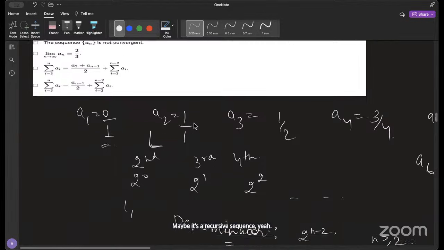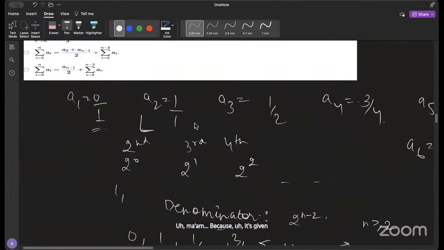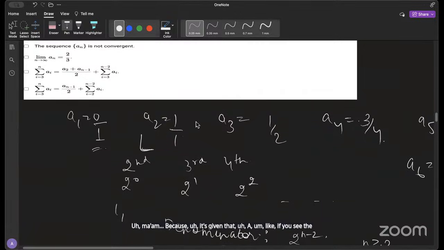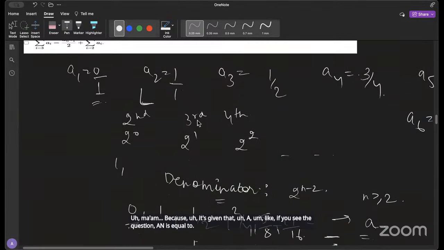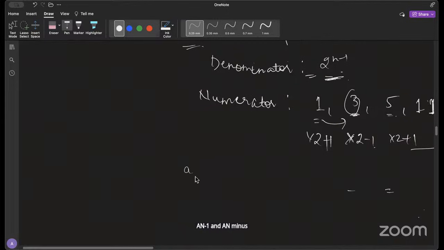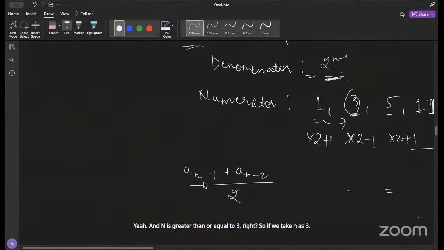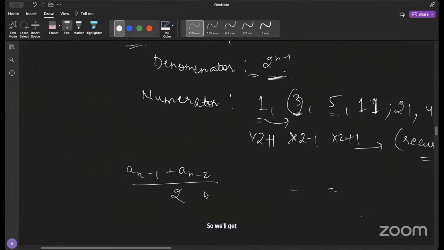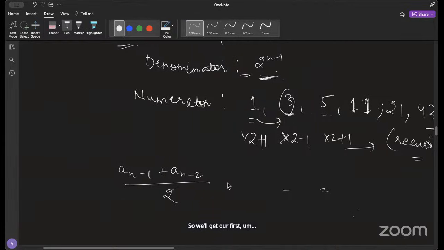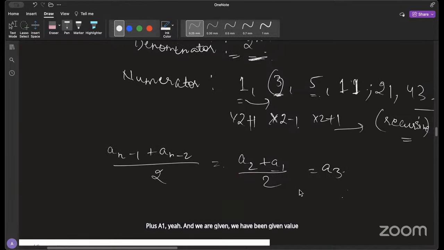If you see the question, an is equal to an minus 1 plus an minus 2, divided by 2, and then you take the summation, and n is greater than or equal to 3, right? So if we take n as 3, we'll get our first term, a2 plus a1 divided by 2. And we have been given the values of a2 and a1.